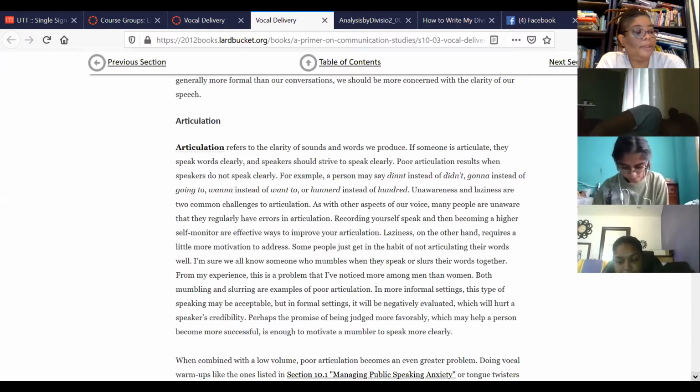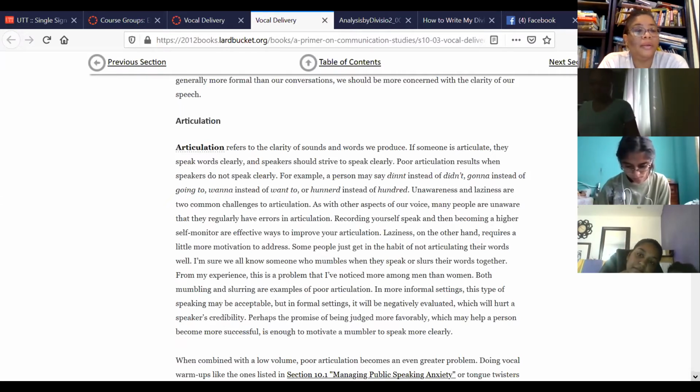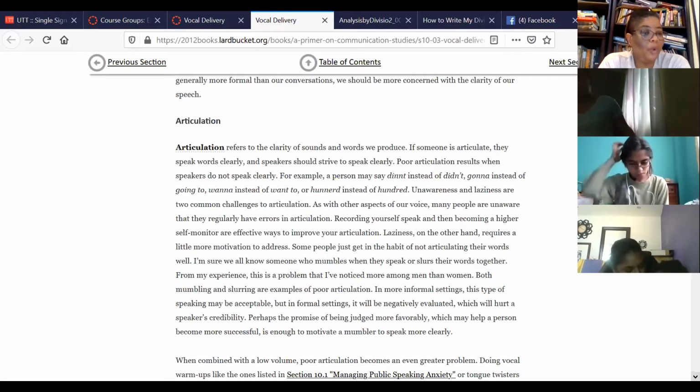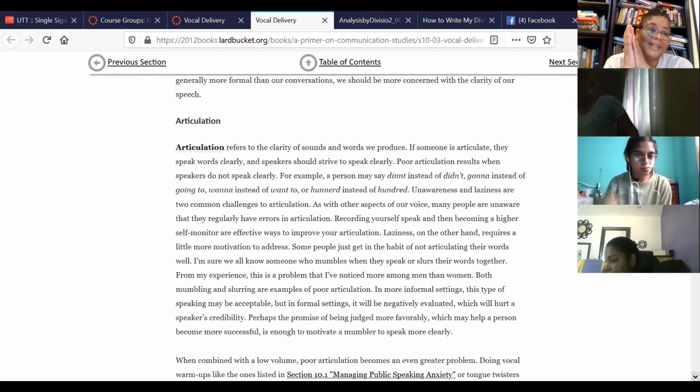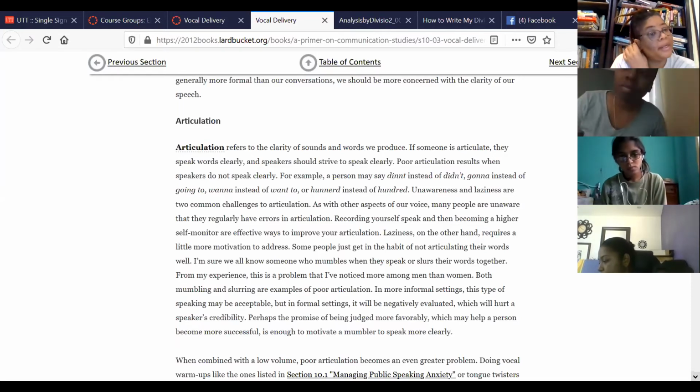We know people who have a very lazy speech pattern. They don't differentiate the words. They kind of slur here, right? And there are people who enunciate every word. So articulation speaks to that, right?